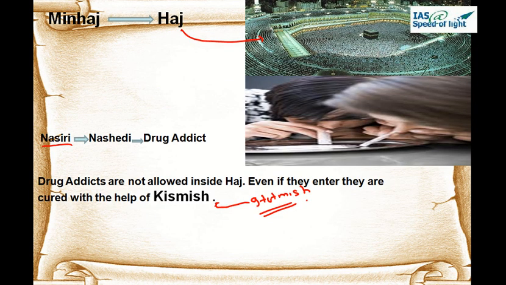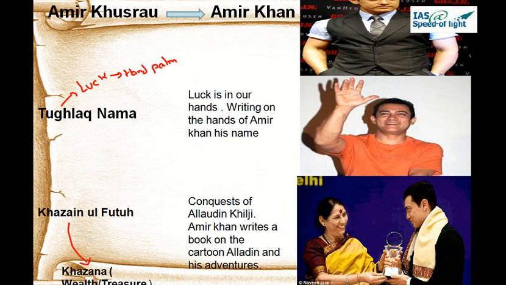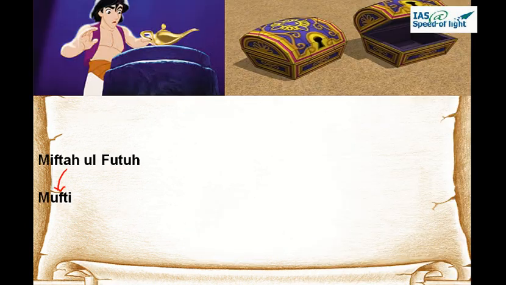When we said Minhaj, or Hajj, the pilgrimage center, what came to your mind? It was the drug addict, the nasheri, the nasiri, okay, and how they used to cure him with the help of a kishmish, that is Iltutmish. Amir Khusro, or Amir Khan, what all information did we think about Amir Khan? First thing was he was writing his name on his palm, that is Tughlaq. Tughlaq was luck, that is hand palm, and he was writing his name on his palm. Second, what he was writing a book on was the adventures of Aladdin when Aladdin went searching for khazanas, that is the treasures. So Khazain ul Futuh, Khazana, or Alauddin Khilji, or Aladdin, we linked with Amir Khan. And what other thing? It was Mufti, that is Miftah ul Futuh. He was wearing the shirt of Mufti.